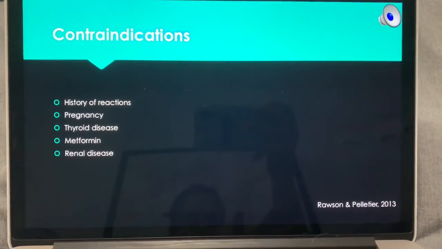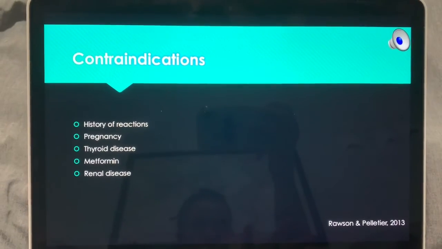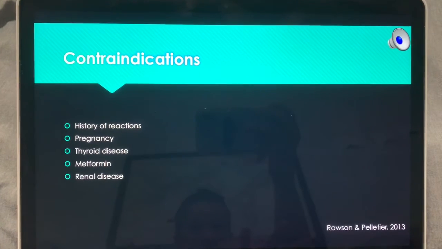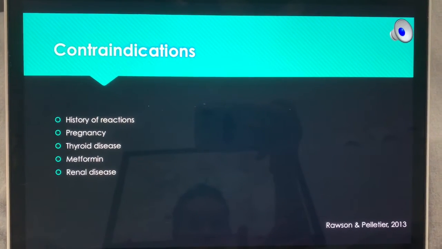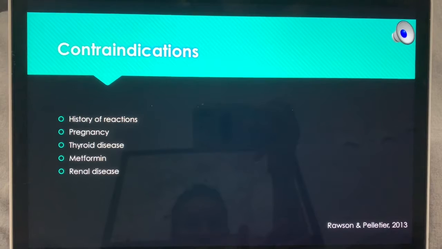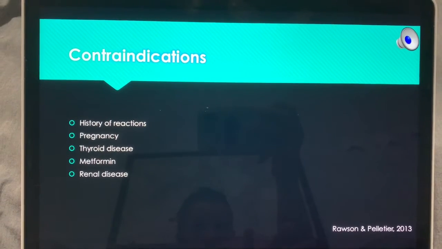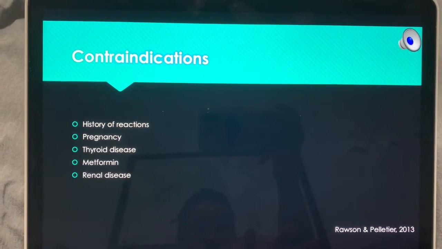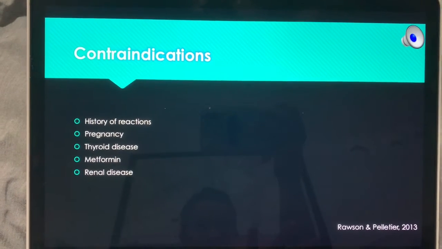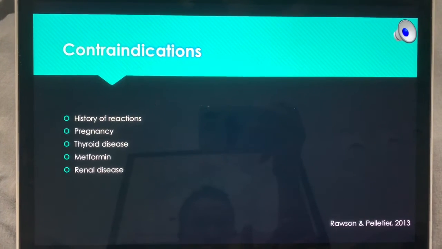Contrast can cause acute renal failure. This risk is significantly increased in patients with chronic renal disease, diabetes, heart failure, and anemia. That's one of the reasons why it's very important to know if the patient that is diabetic is taking metformin.